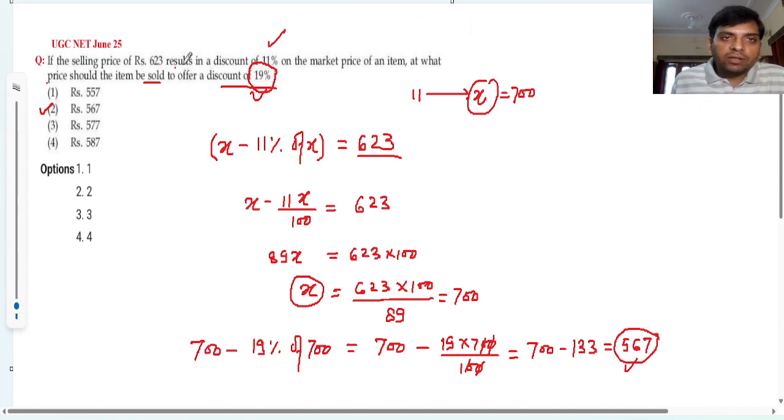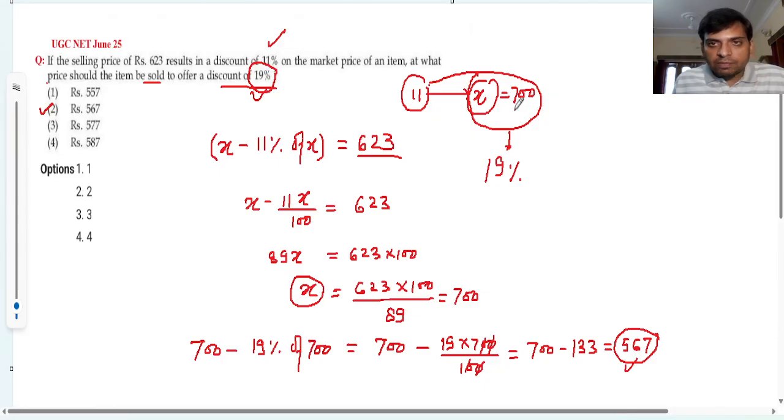So main thing is what? From the first line 11%, with the help of 11%, we will find market price of the product. This is 700. Now on this 700, we will give discount of 19%. So we are subtracting this 19% of 700 from the 700. Then you are getting 567. So this is the correct option.